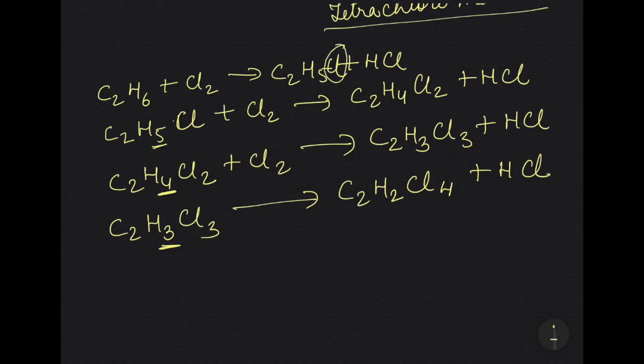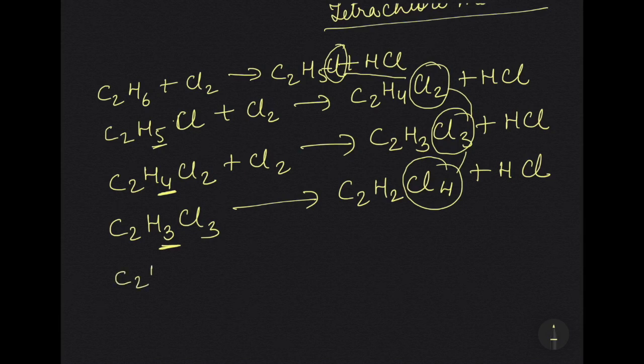Okay, so we have monochloroethane, dichloroethane, trichloroethane, tetrachloroethane. You can easily deduce the name by looking at the number of chlorine atoms present. Okay. Now tetrachloroethane. Now again one more hydrogen will be removed. So it becomes penta. 5.